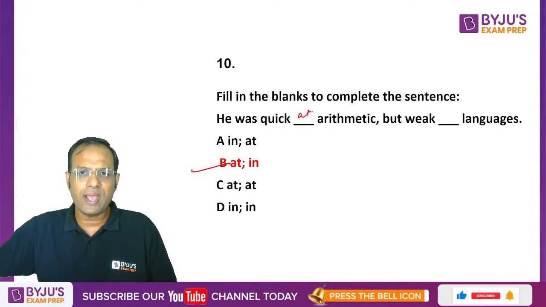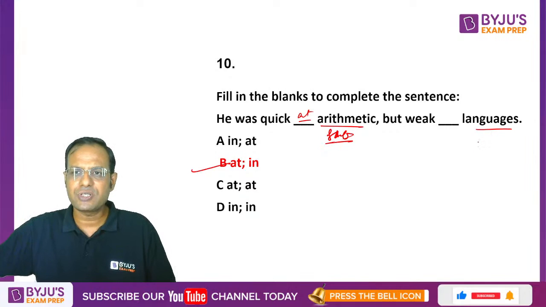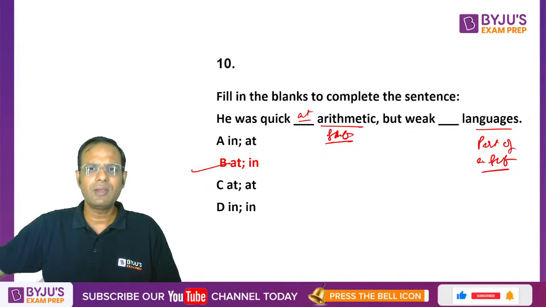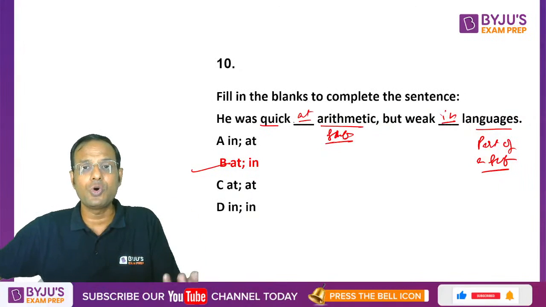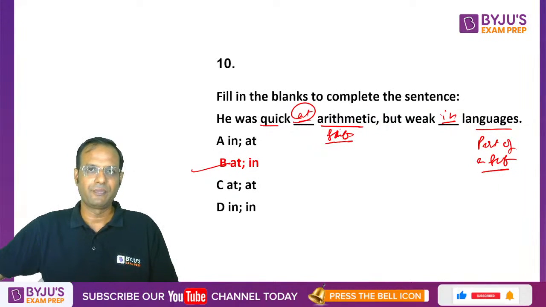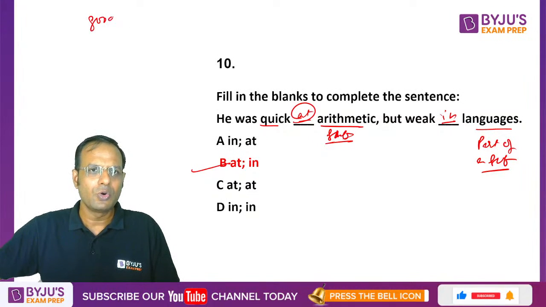You can be quick at arithmetic. Arithmetic is a subject, and languages, it's a part of a subject. Okay? So you can be weak in languages, but quick or sharp or good at a subject. All right. So it's just like good at literature, but weak in essay writing.